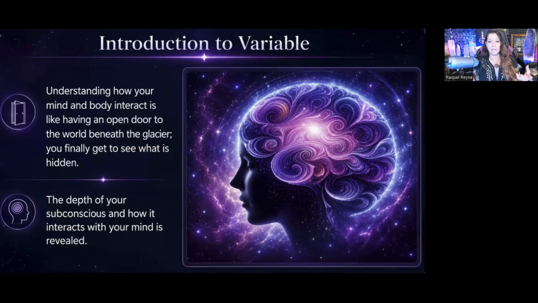So the vehicle intelligence is the body, the subconscious. Understanding how the mind, the variable, interacts is like having an open door to the world beneath the glacier. You finally get to see what is hidden, the depth of your subconscious and how it interacts with your mind. And all of this is revealed when we look at variable, which is really, really interesting.